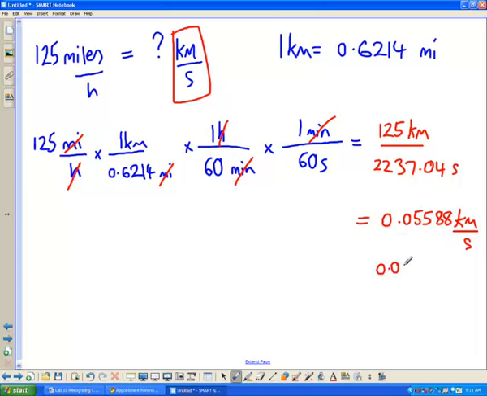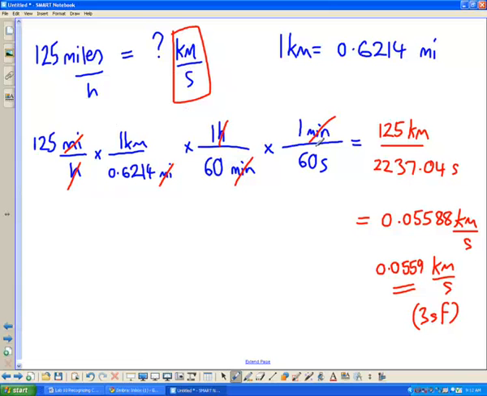So 0.0559 kilometers per second. And that's our answer to 3 significant figures. All right. Now let's just check that it actually makes sense. It's always good after you've done a calculation to make sure that the answer does make sense. If you think about it, an hour is a lot longer amount of time than a second, which means the amount of distance you're going to be traveling in an hour is going to be a lot bigger than you're traveling in a second.